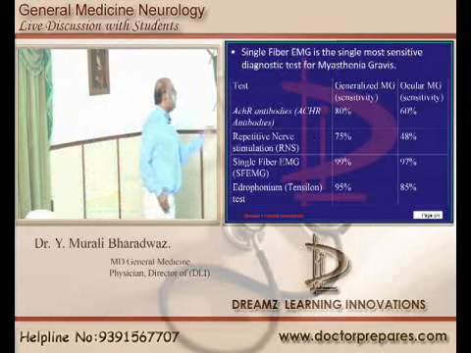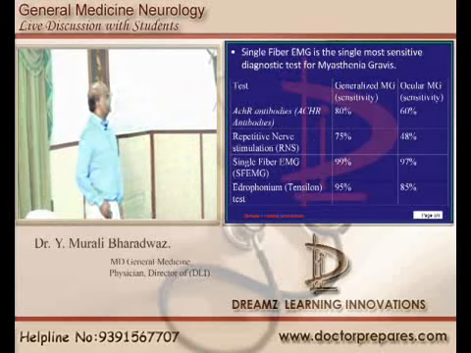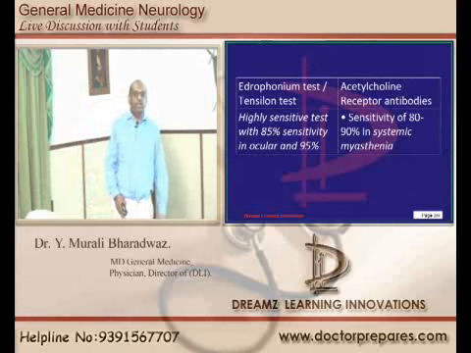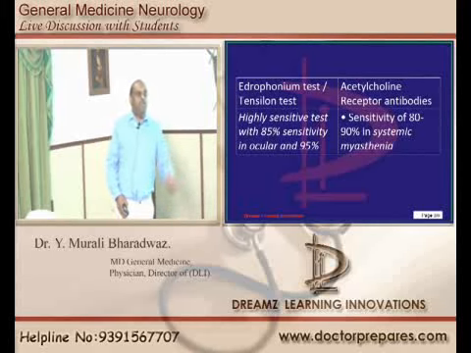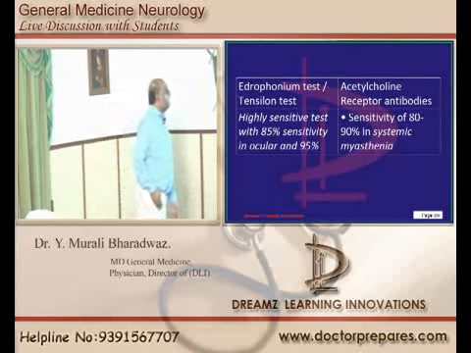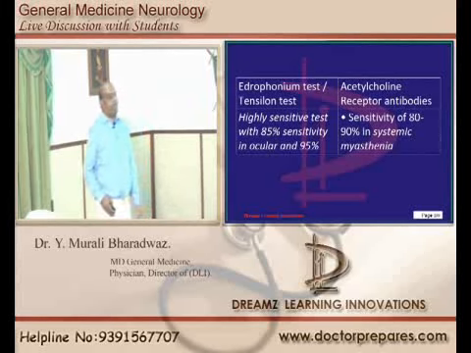So if you look at the sensitivity and specificity, the edrophonium test is basically 95% sensitive and single fiber EMG is 99% sensitive. So you want to screen a person with a suspected diagnosis. If you want to screen the disease, sensitive test or specific test? First sensitive test so that you can detect, then specific test to confirm. Edrophonium is basically highly sensitive, with 85% sensitivity in ocular and 95% in systemic myasthenia.